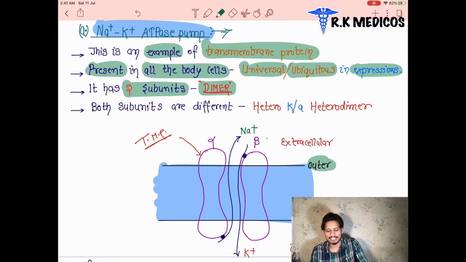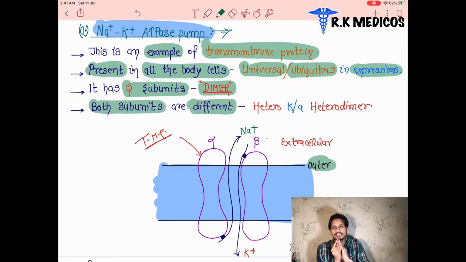2 subunits means dimer form, and both these subunits are different, meaning their location, shape and size will be different. That's why they are called heteromer, or heterodimer. Why dimer? There are two subunits and their structures are different, and that's why they are called heterodimer. It is true: the sodium and potassium ATPase pump is a heterodimer pump.